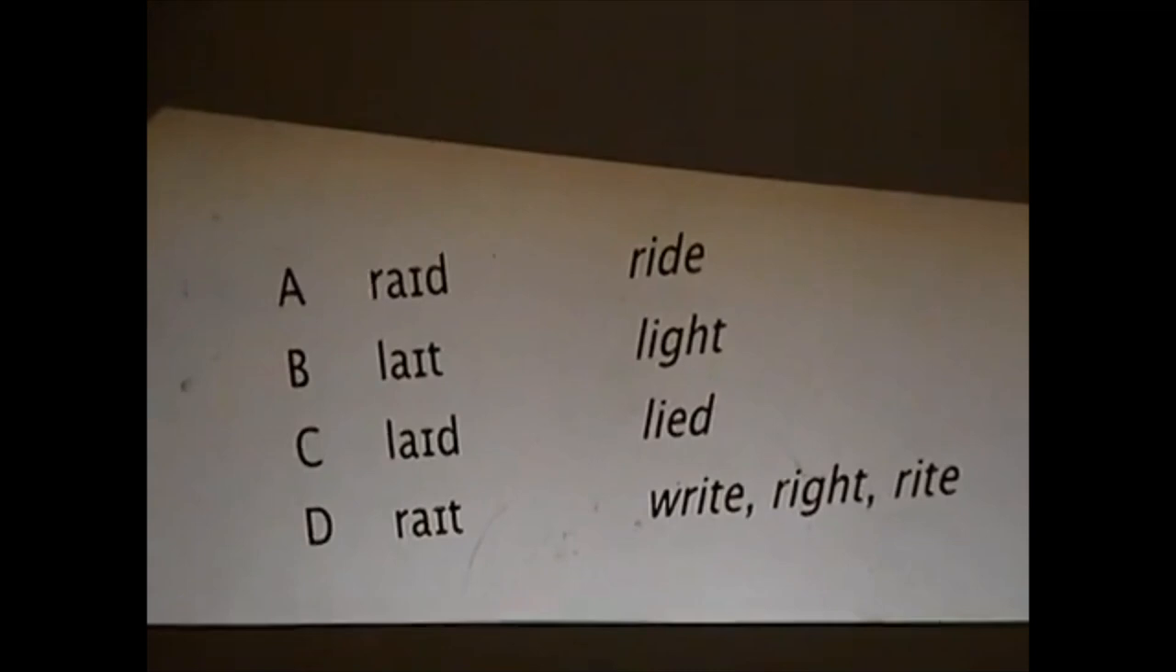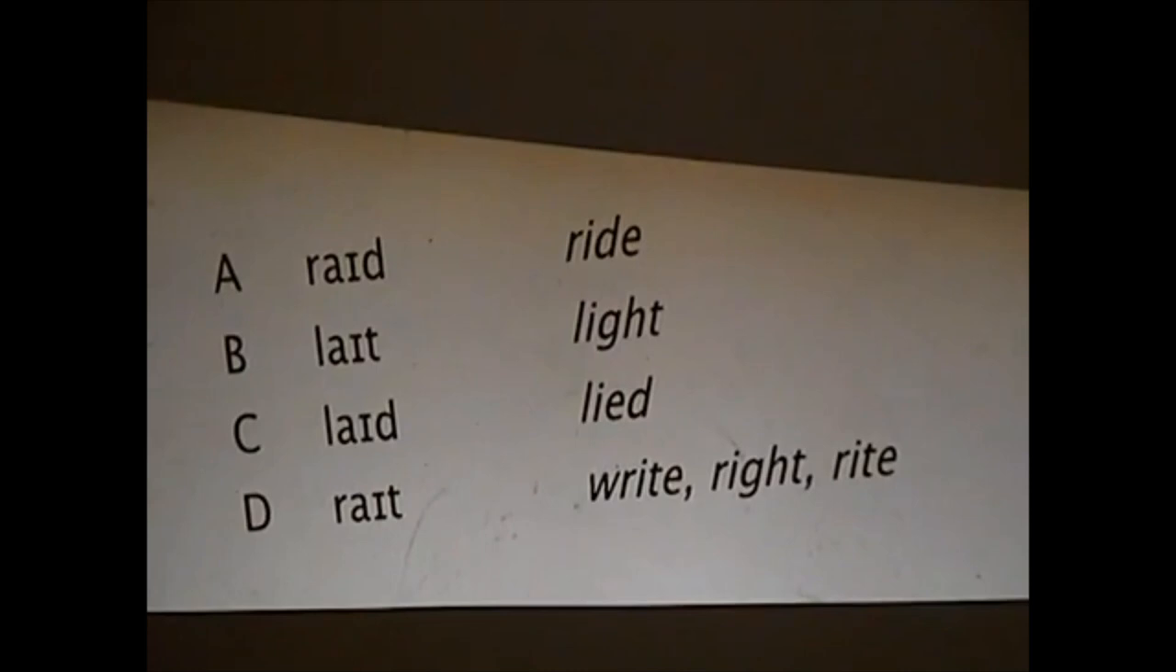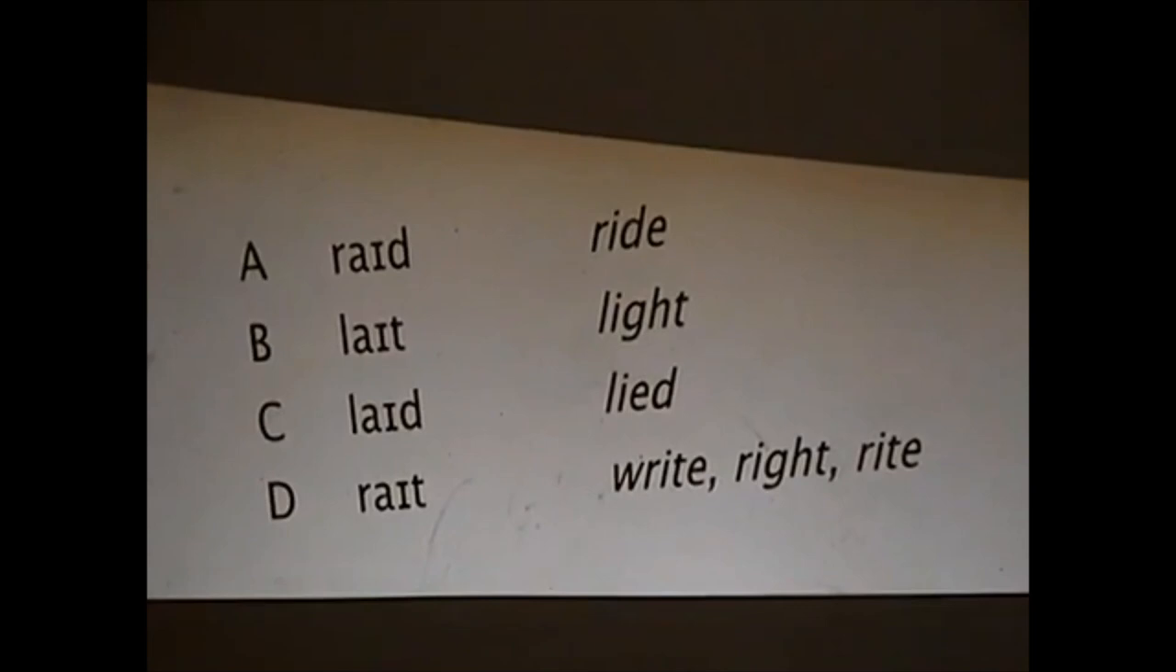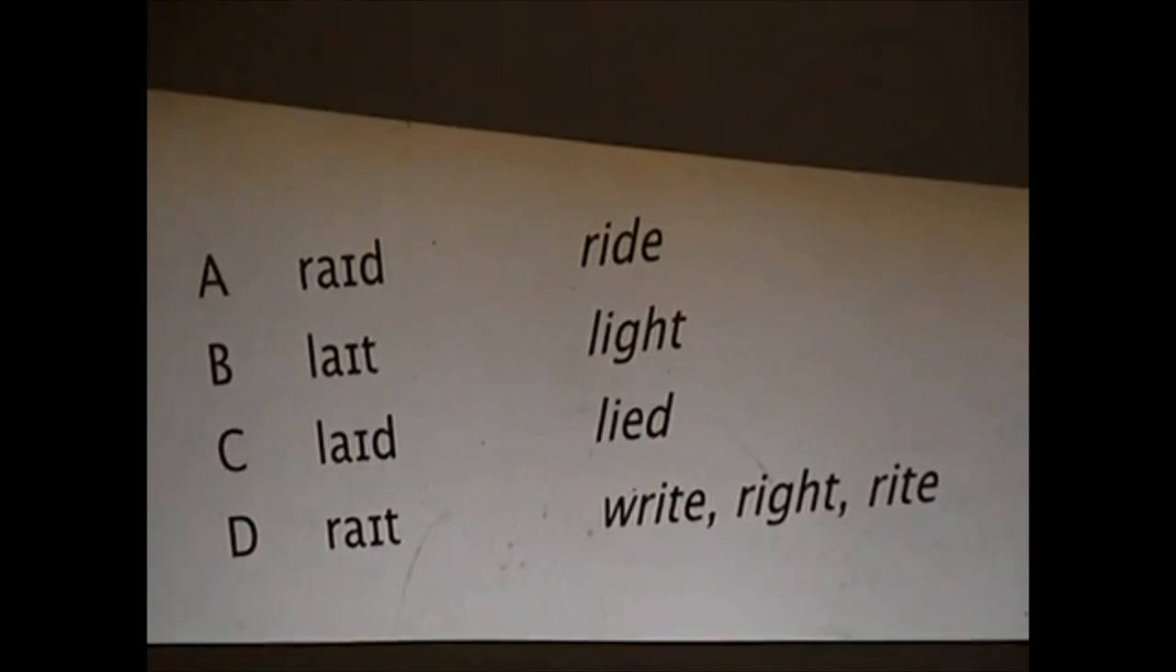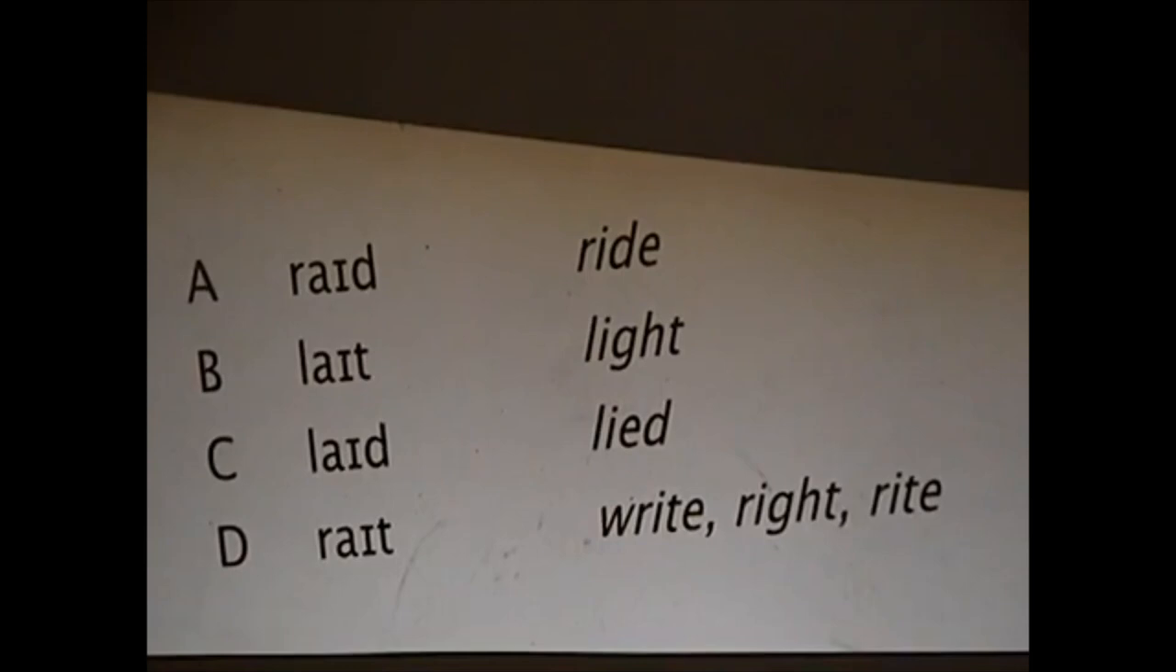So this is an exercise on R and L at the beginning, and T and D at the end. First was ride, like ride a bicycle. Then we had light, switch on the lights, light and heavy. Then lied, told a lie. And lastly, write. Either write a letter, write. Most English people round their lips for R, write. So number A, ride. Number D, write. Sorry, rhyme, write. But we don't round our lips for initial L. So light and lied. So you want to look.